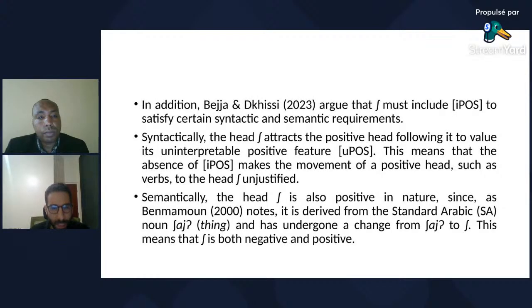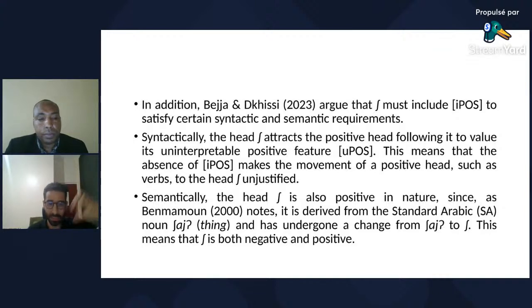In addition, they argue that sh must include an interpretable positive feature to satisfy certain syntactic and semantic requirements. Syntactically, the head sh attracts the positive head following it to value its uninterpretable positive feature. This means that the absence of this interpretable positive feature makes the movement of a positive head, such as a verb, to the head unjustified. So the movement from V to neg is not justified if sh does not contain an interpretable positive feature.